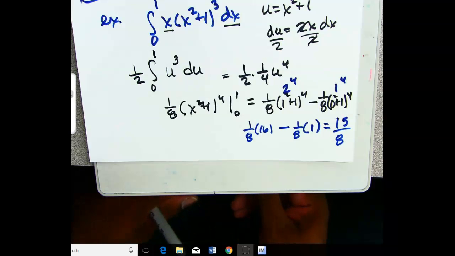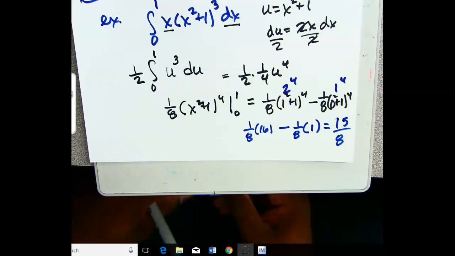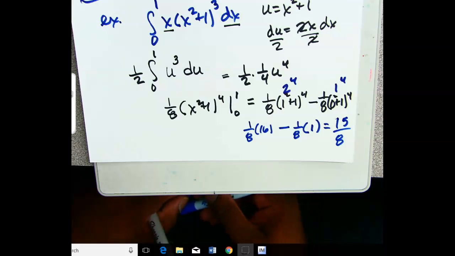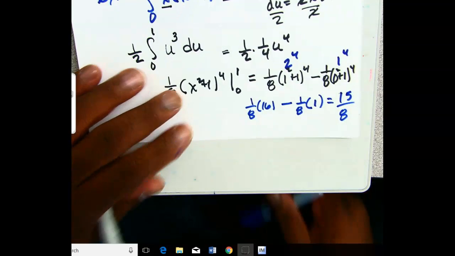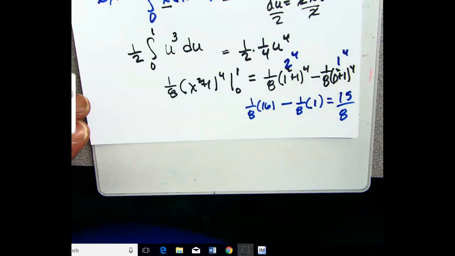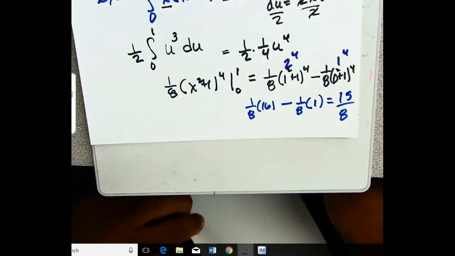No? Yeah, right. Because isn't 2 minus 1/8 15/8? I don't know. That's what I think. You don't need to reduce it. 16/8 minus 1/8. Yeah, 16/8 minus 1/8 is 15/8.